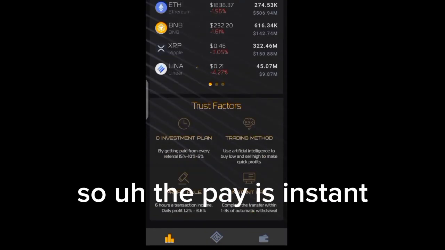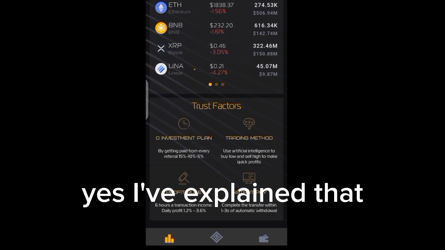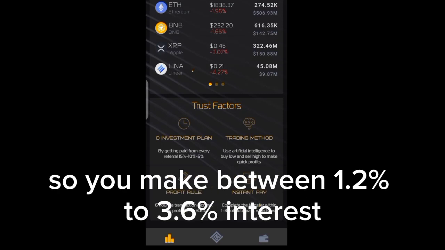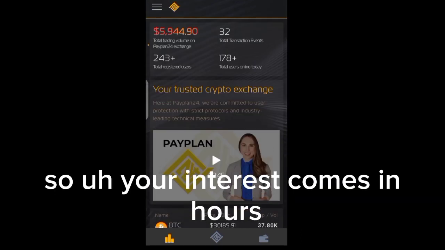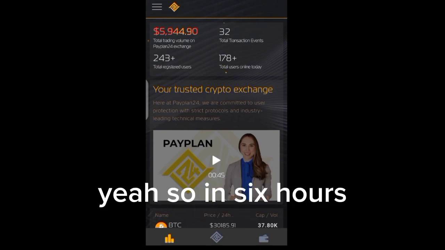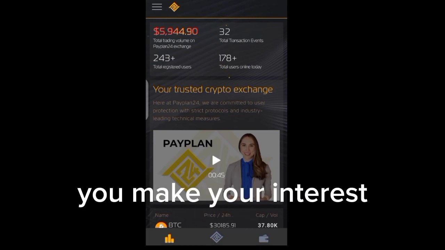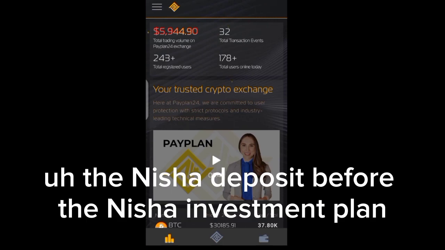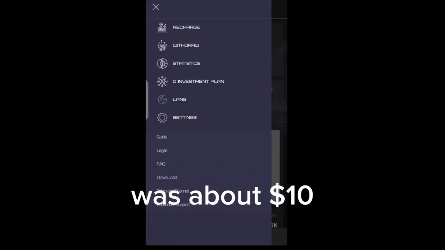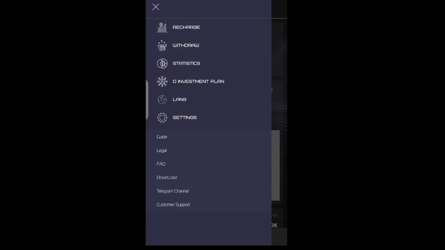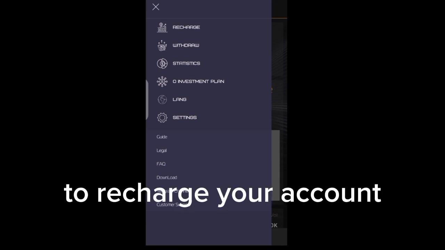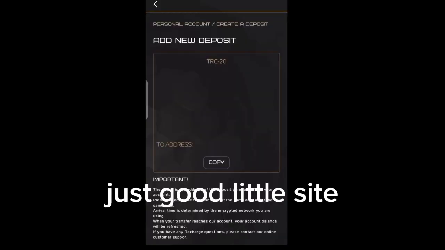So the pay is instant. Yes, I've experienced that. You make between 1.2% to 3.6% interest in 6 hours. So your interest comes in hours. The initial investment plan deposit was about $10, but now I think it has been increased to $100.